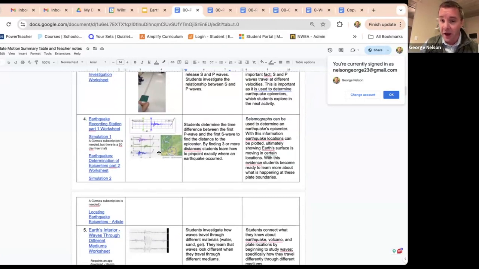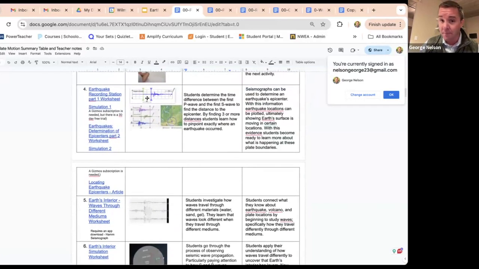The simulations we have here are really good. It's Explore Learning or Gizmos. It's a paid subscription. You can get a 30-day free account, but afterwards it'll lock you out. But there are some really good simulations here. We talk about how we use seismograms to figure out where these plate boundaries are, because we start to see that's where the Earth's surface is changing.